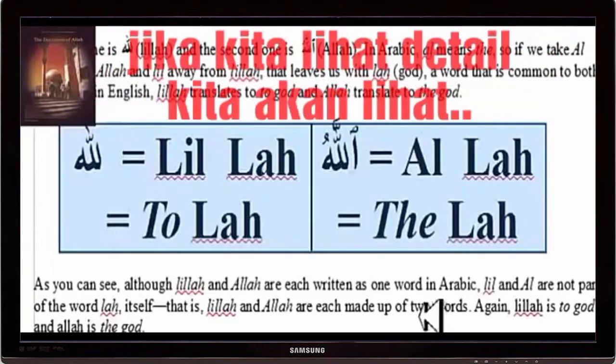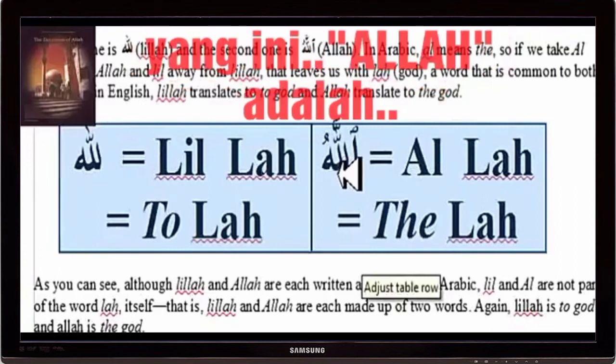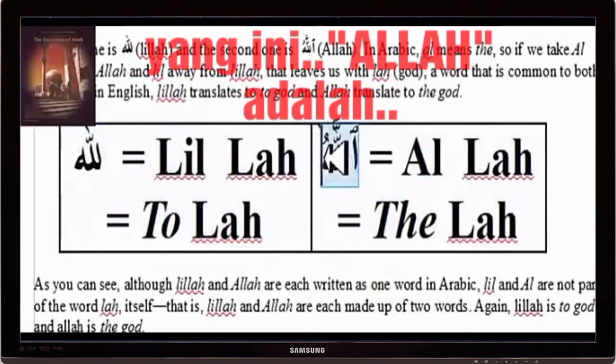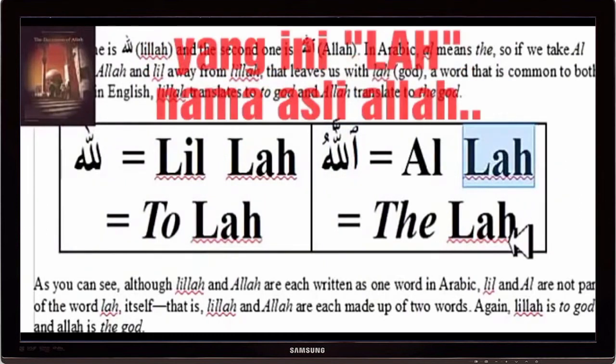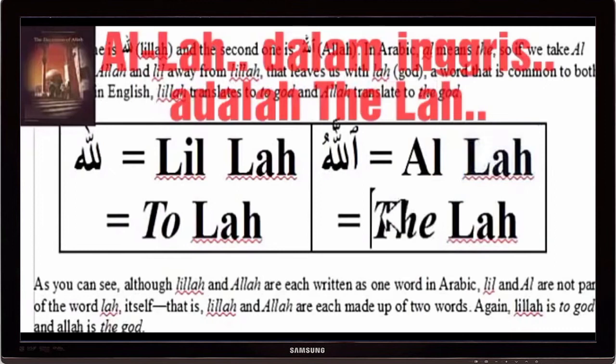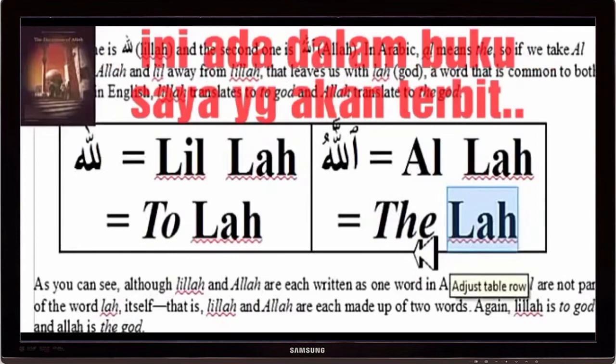Now, if we look at details, we will see that this one, Allah, is Al-Lah. It is Lah. This is the real name of Allah. And this is how it is. This is how I have it in my book, The Deception of Allah. The book is going to be ready, I hope, by the end of this month, to be published.